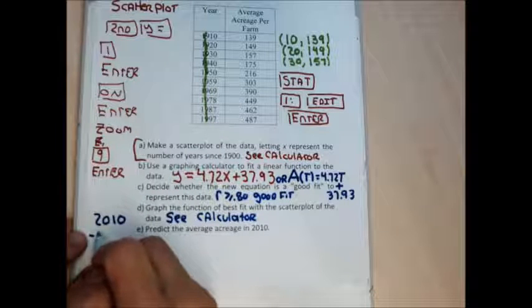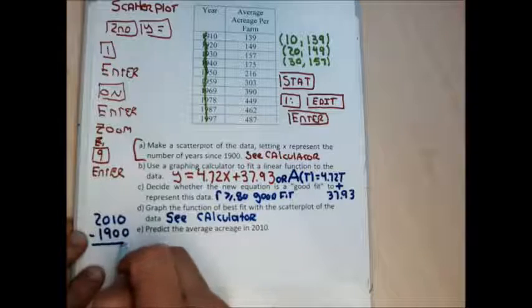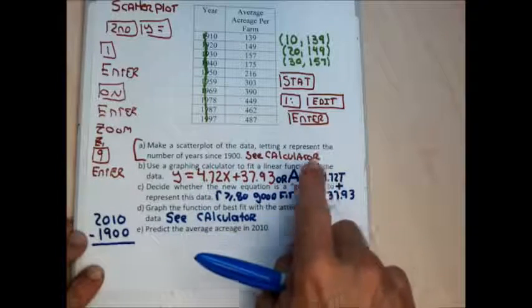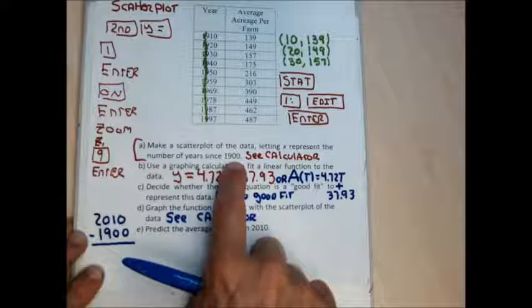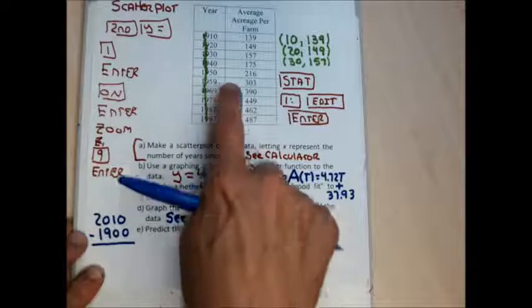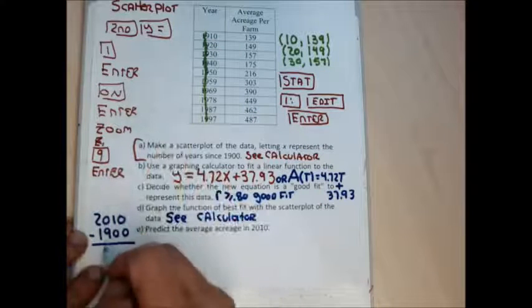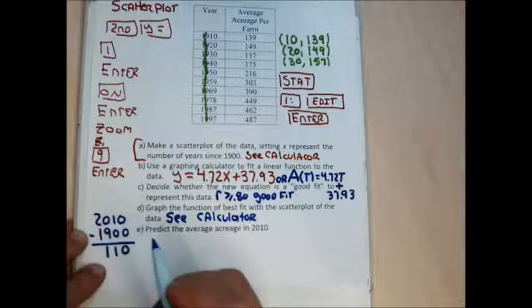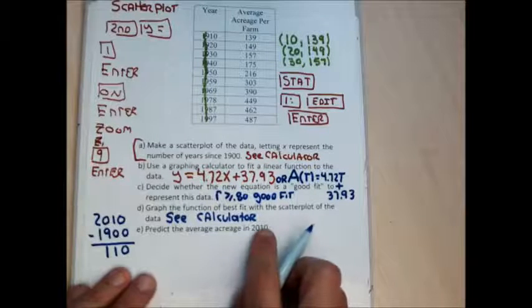To figure out the number to put in for the year 2010, I take the year minus the base year. Since I'm using year 0 for 1900, year 10 for 1910, 20 for 1920, if I do this subtraction, if I put 110 in for the year, that will represent the year 2010. Since 0 is 1900, 10 is 1910, 110 is going to be 2010.